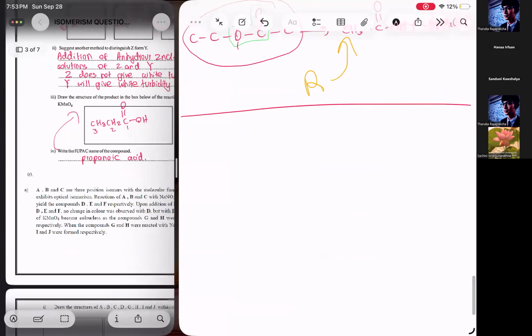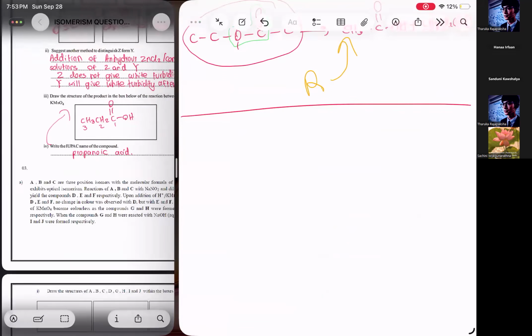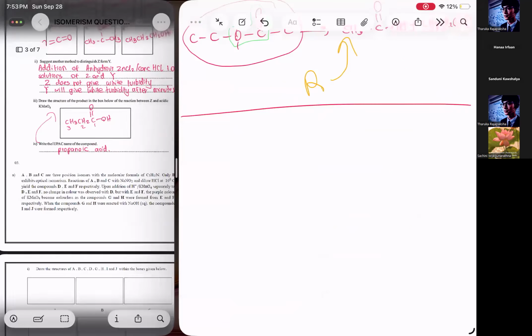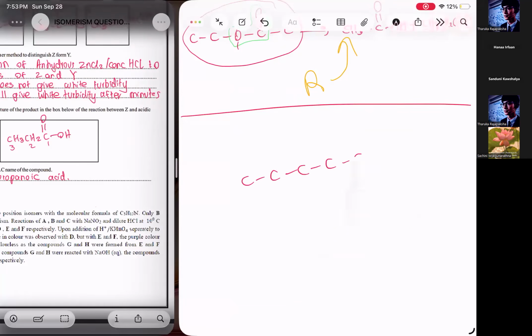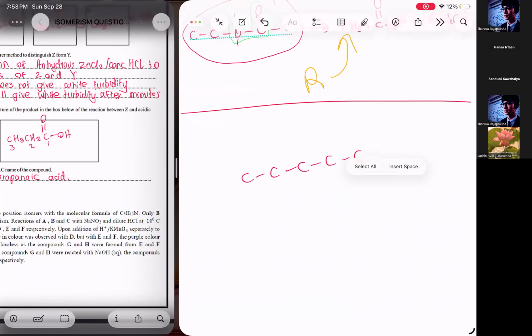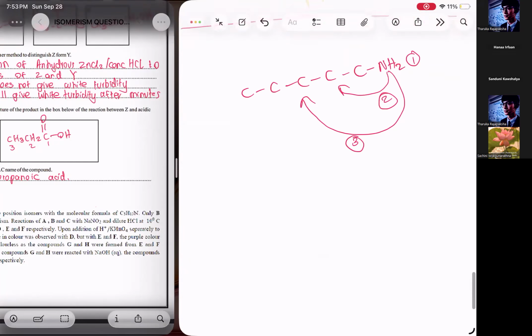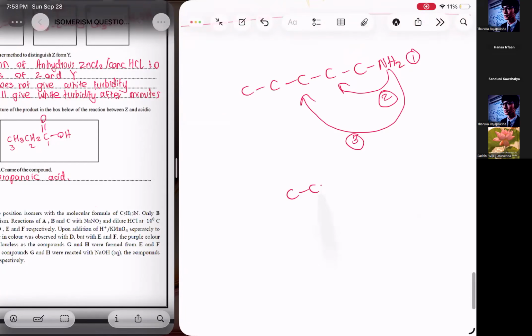A, B, C are 3 position isomers with molecular formula C5H13N. H13: 1, 2, 3, 4, 5, 6, 7, 8, 9, 10, 11, 12, 13. It's an amine, so an NH2 group is attached. Now what you do? This is the first structure. Second structure. Third structure. You draw the next carbon chain. Easy. Hurry.